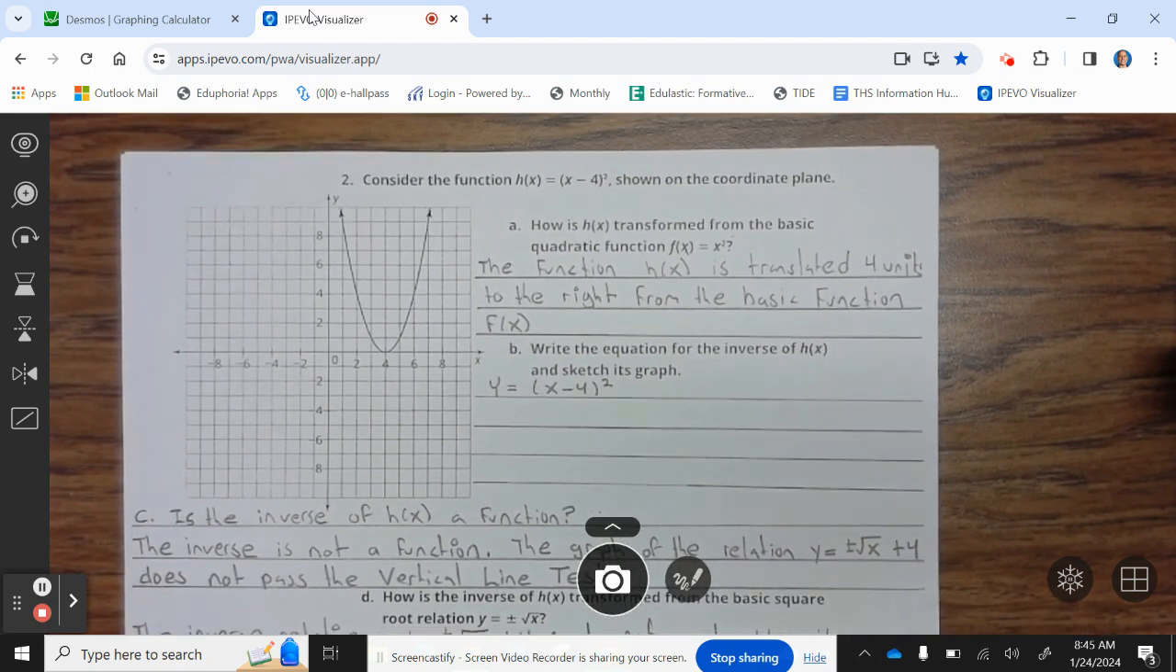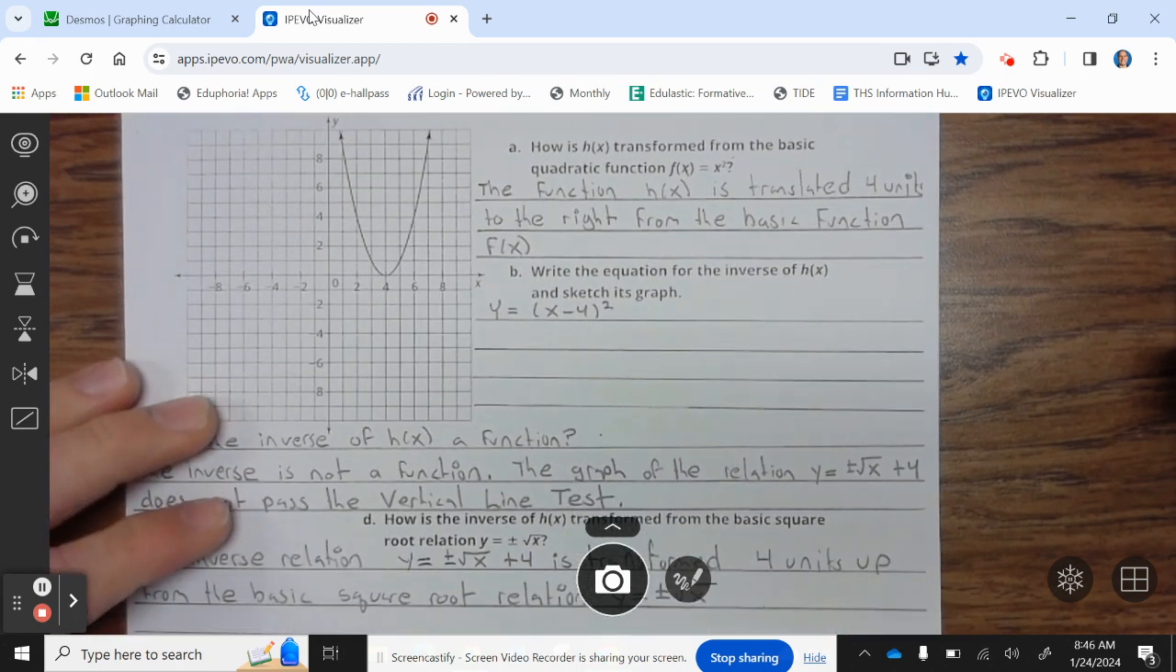2. Consider the function h of x equals parentheses x minus 4 squared shown in the coordinate plane. How is h of x transformed from the basic quadratic function f of x equals x squared? The function h of x is translated 4 units to the right from the basic function f of x. B. Write the equation for the inverse of h of x and sketch its graph.